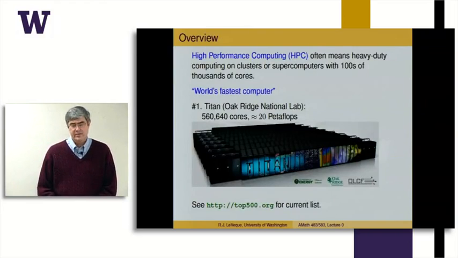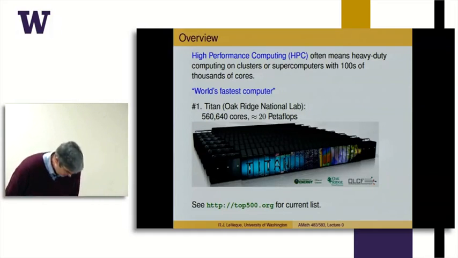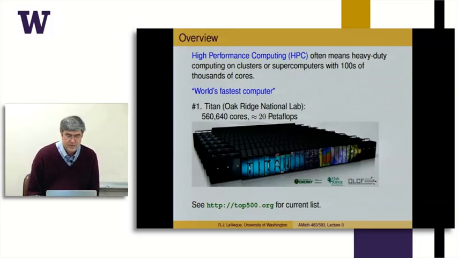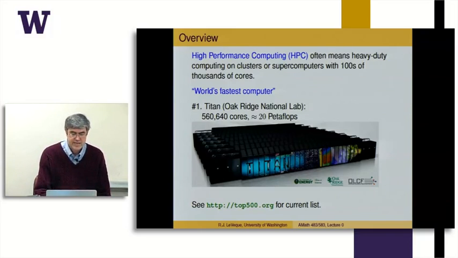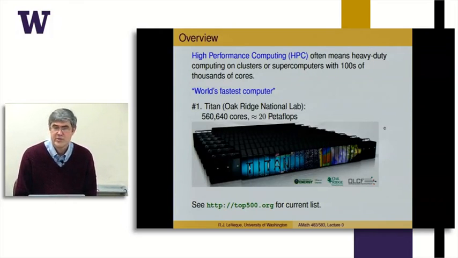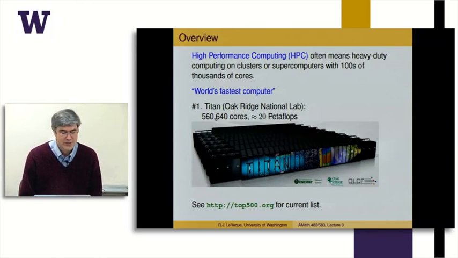So the term high-performance computing, or HPC, often refers to heavy-duty computing on supercomputers or clusters of computers, often with hundreds of thousands of cores or maybe millions of cores. In particular, here's a picture of Titan, which is currently ranked as the world's fastest computer by certain measures. This is a computer at the Oak Ridge National Laboratory in Tennessee. This computer has more than 500,000 cores. So the laptop I'm working on is a quad core. It has 4 cores, 4 processor units that can work independently. This machine has more than 500,000 cores and is capable of doing about 20 petaflops.